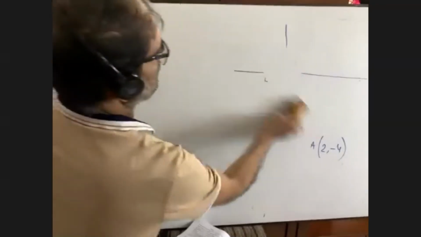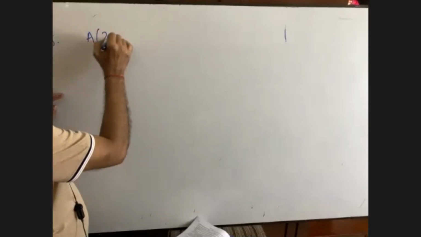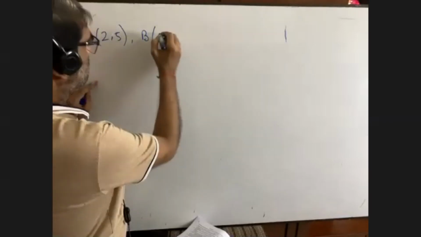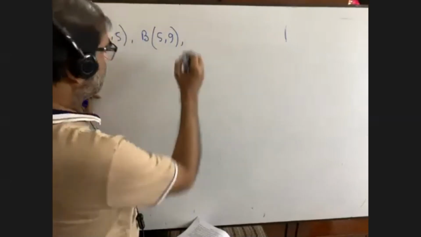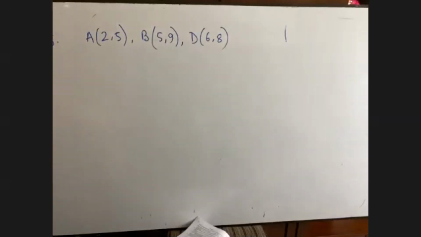Question number 8. A, B, C, D are given, the 4 points. A is 2, 5. B is 5, 9. C is not given. D is 6, 8. It is told to find C. It is not given. Then what will you do?